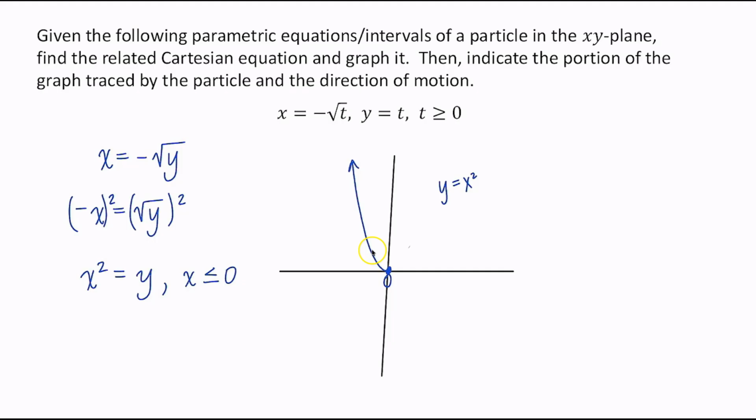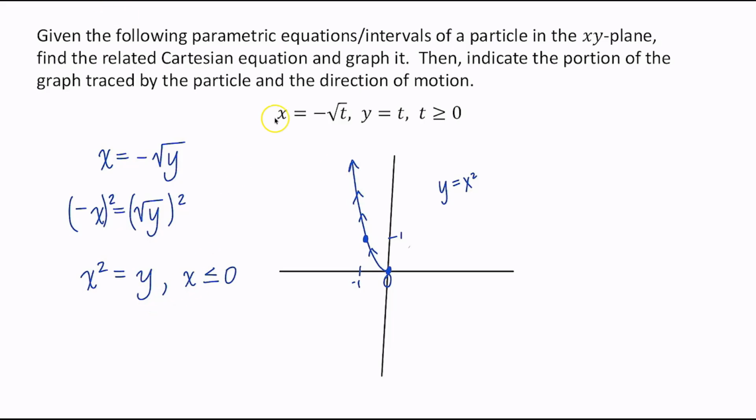And now, what's the direction of motion here? Well, let's think about, back to our parametric equations for a second. If I start substituting in 0, I'd get negative the square root of 0, so I'd get 0, 0. And then if I plug in, let's say 1, I'm going to get negative the square root of 1. That's -1, 1. So -1, 1 is right here. And so my direction of motion is going to be going this way into quadrant 2.